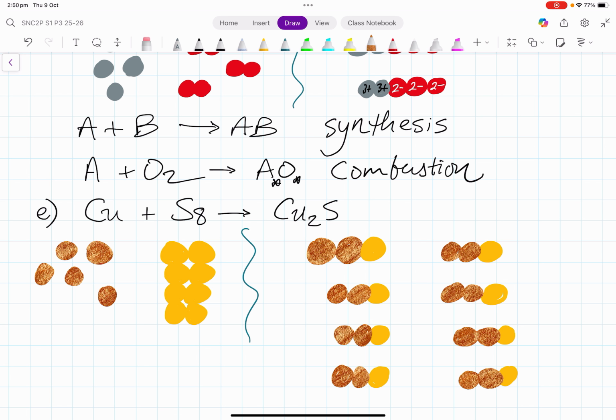No problem. 1, 2, 3, 4, 5, 6, 7, 8. 8 circles. Okay, times 2. Okay, keep going. 9, 10, 11, 12, 13, 14, 15, 16. So this S8 thing has got me really curious.